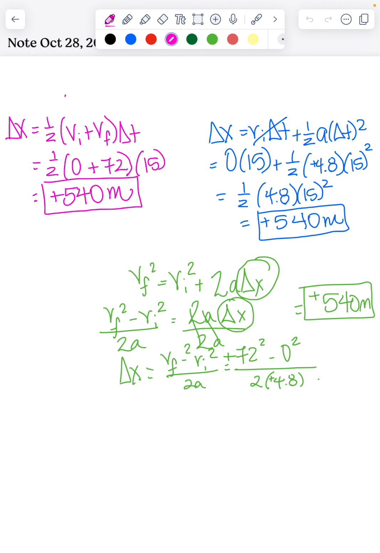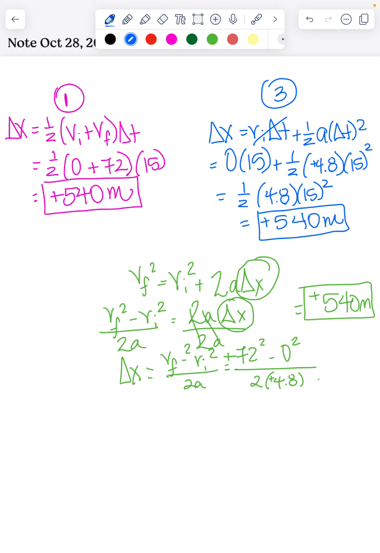So right here, you see that we used our first equation. There was no acceleration in that and got a plus 540 meters. Right here in the blue, we used the third equation and got positive 540 meters.